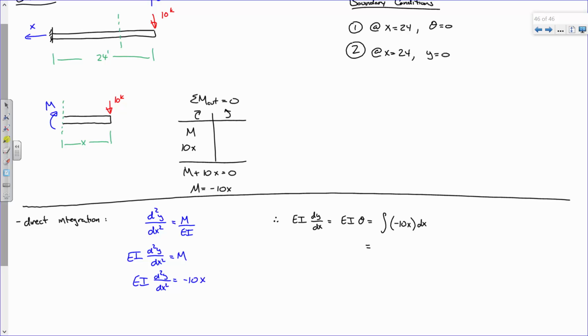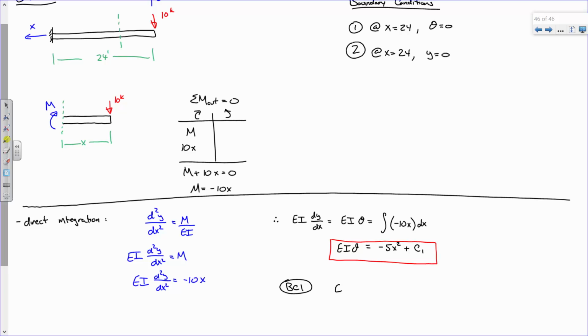Okay? So, what is that? Minus 5x squared. But hold on, what's plus C? So, minus 5x squared plus C, and we'll call that C1, because we know we're going to have an arbitrary constant of integration again. However, could we go ahead and solve for C1 right now? Here's our expression for EI theta, right? And what do we know from our first boundary condition? We know that if x equals 24, then theta equals 0. So why don't we evaluate that? Let's look at boundary condition 1.